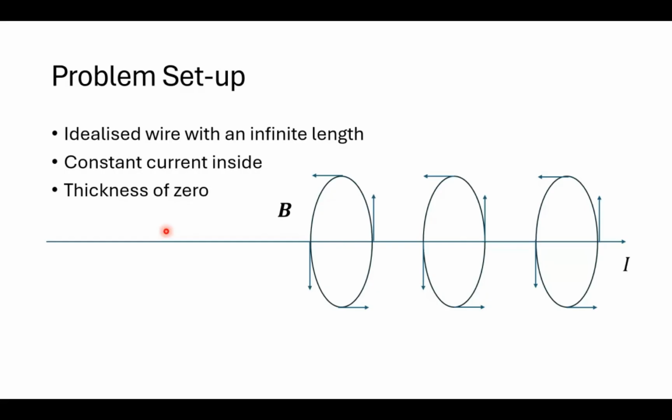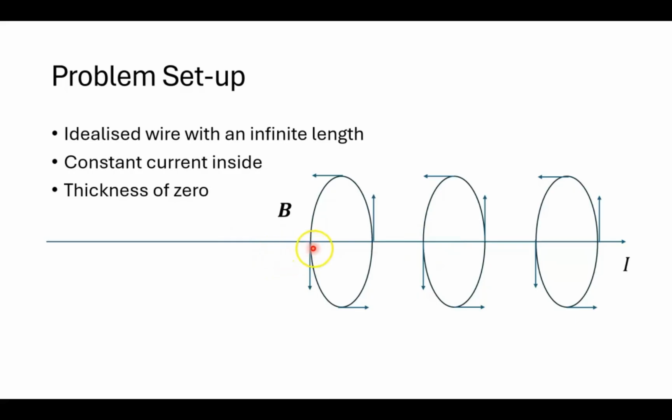We are going to have an idealized wire with an infinite length. In real life, you probably wouldn't get an infinitely long wire, but if your wire is reasonably long and you are looking relatively close at it, then you can use this approximation. And also we are going to have a constant current inside. This will work for most cases for direct current. If you have an alternating current, then that's another story.